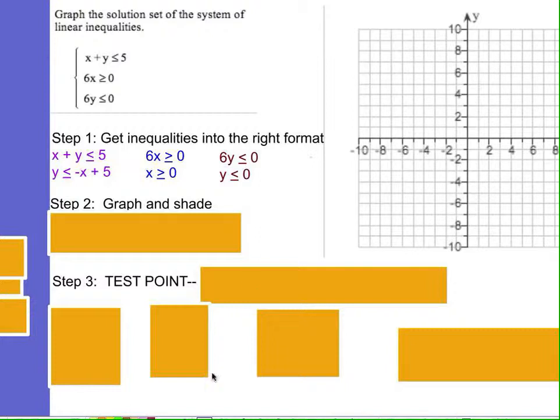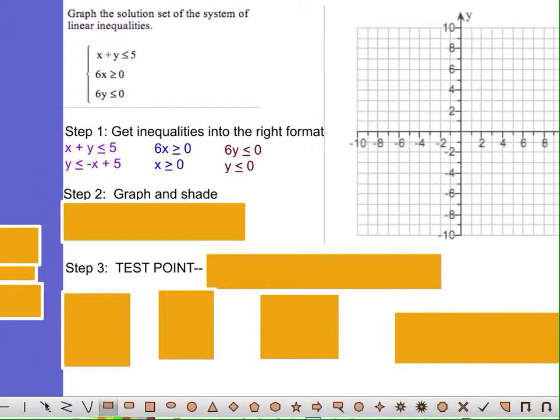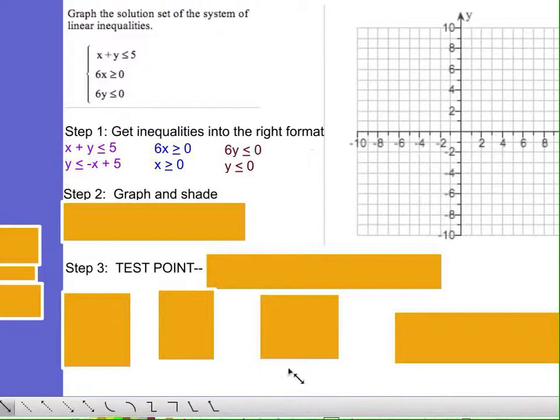Our next step is to graph our lines. The first, second, and third inequality all have equal marks. Therefore, we are only going to use solid lines. And I am going to use solid lines and match the colors with the equations. So this first equation I'm going to do in purple.